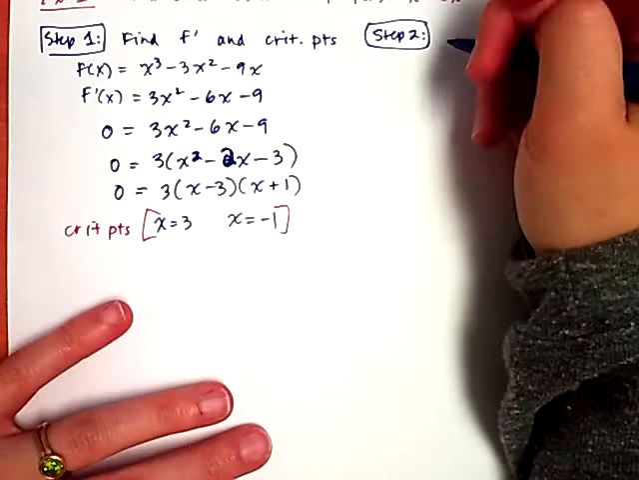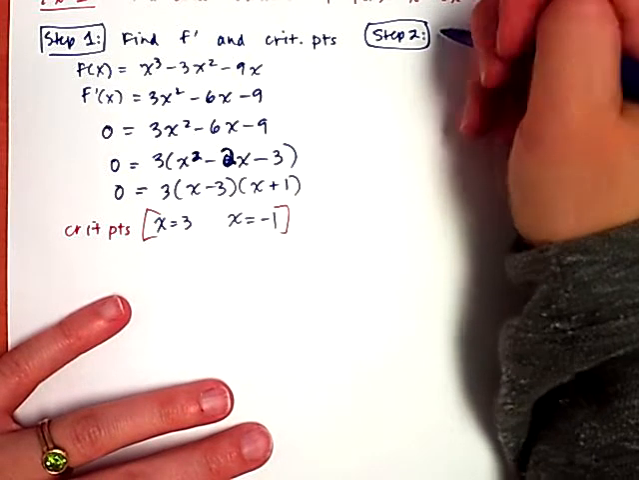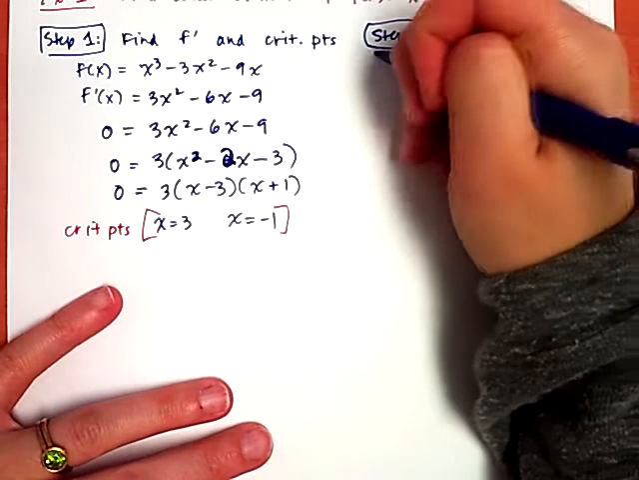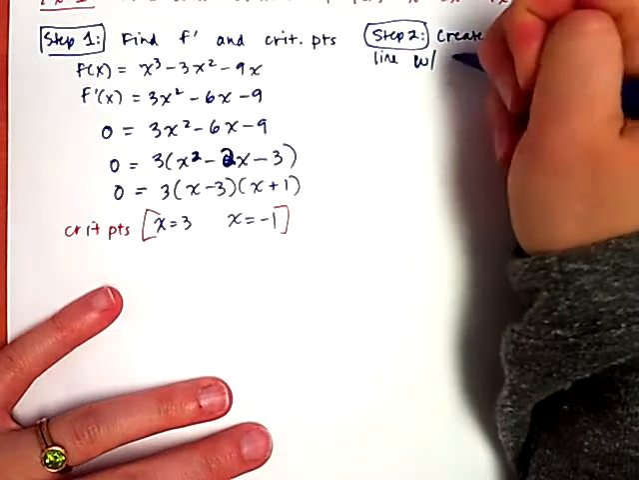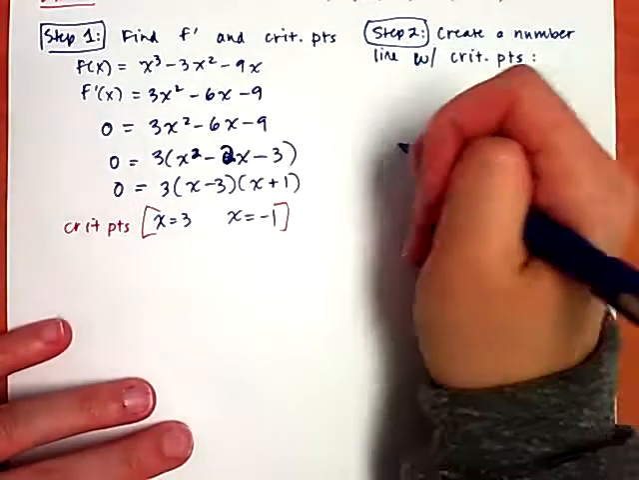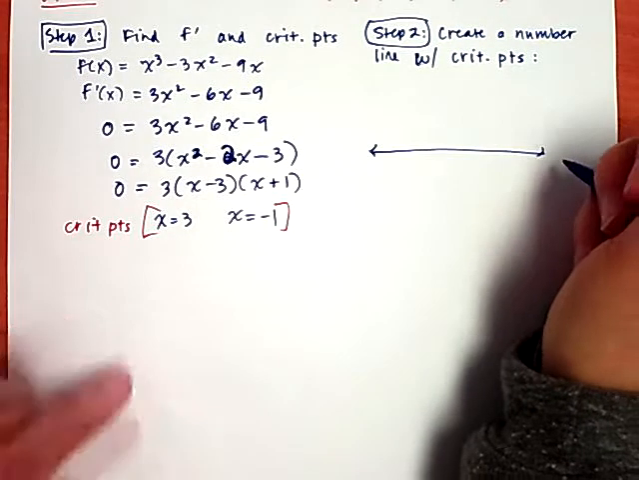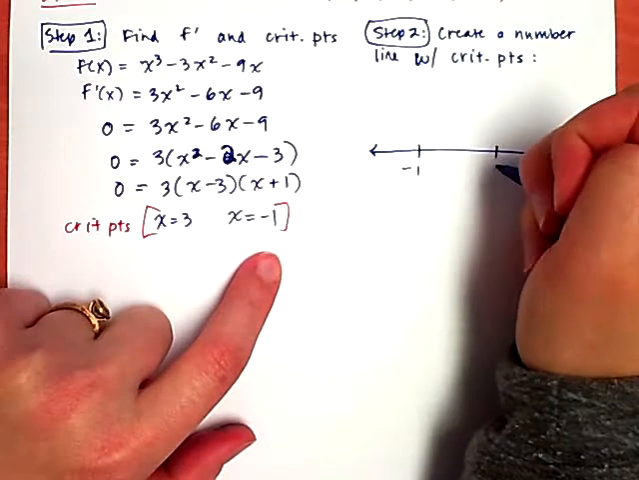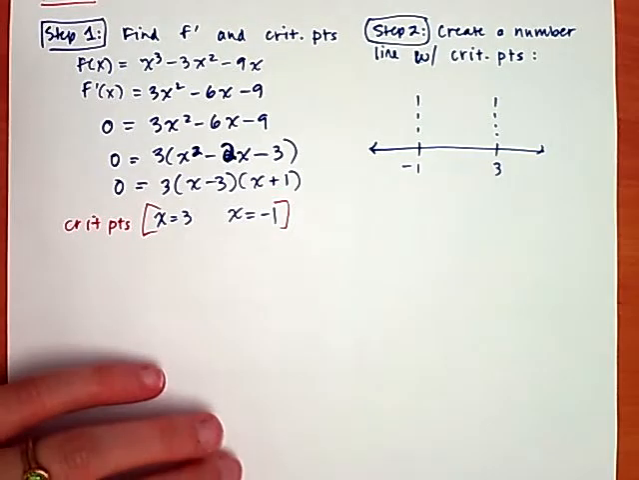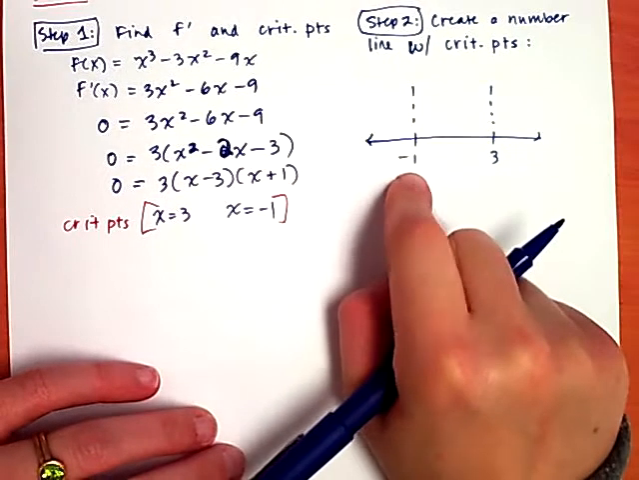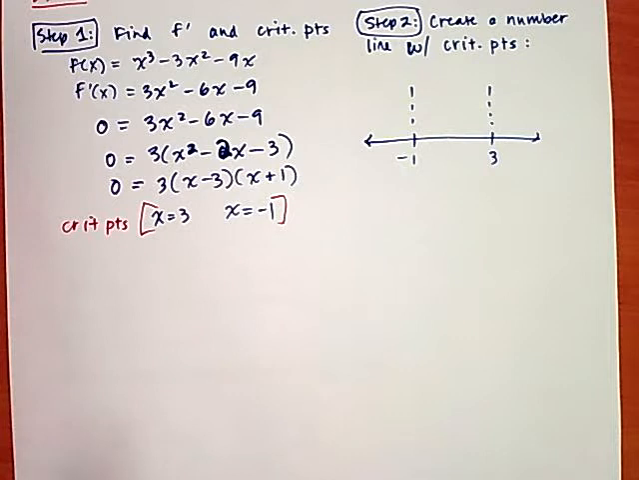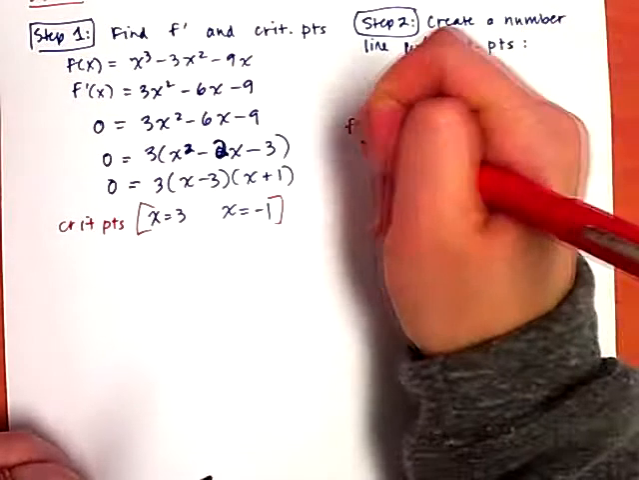is we're going to create a number line to organize the critical values. So I'm going to draw a number line, and on that number line I'm putting 3 and negative 1. And those are my changing over points. So I'd like to think about what's going on on either side. The idea is, at negative 1, am I changing from positive to negative, or negative to positive, or maybe there's no sign change at all. So I'd like to think about what f prime is doing here.